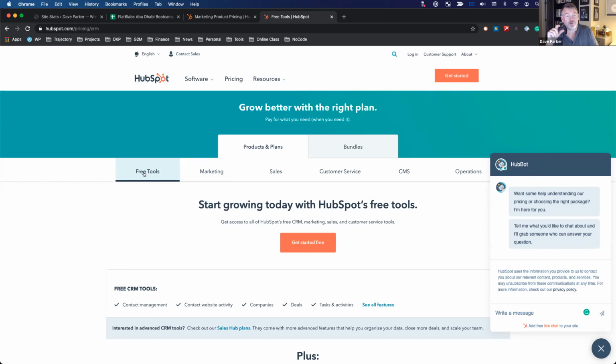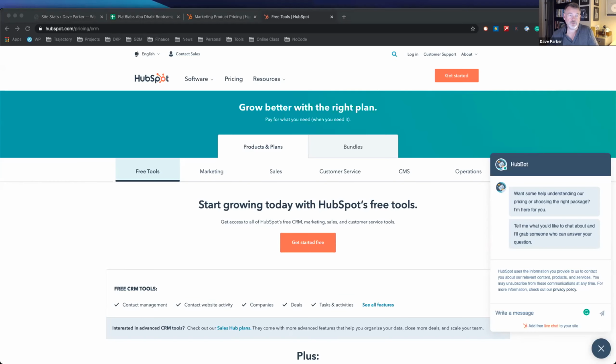And free for life isn't a price. Free for life is a promotion. Just like freemium is a promotion, just like limited trials are a promotion. So a promotion is something you use to get people to convert, but it's not a pricing plan.